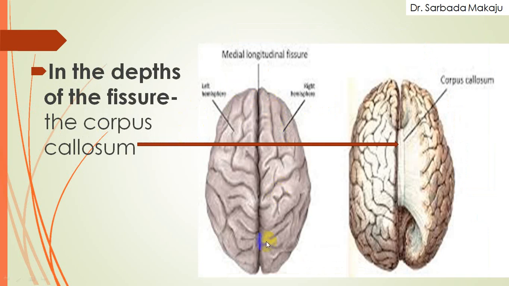This is a superior view of the cerebral hemispheres. Within them there is the fissure which I have already discussed, known as the median longitudinal fissure. When you go deep into the median longitudinal fissure, there are the commissural fibers, which is known as the corpus callosum.